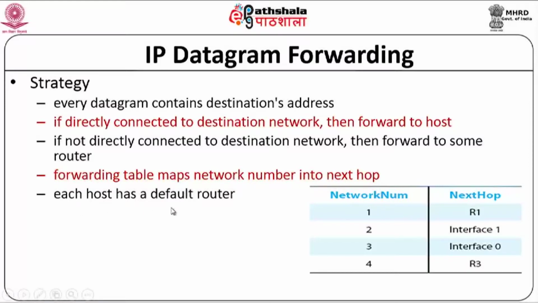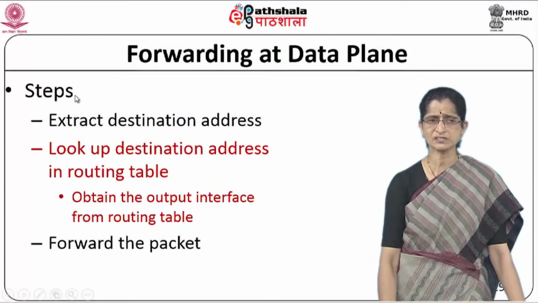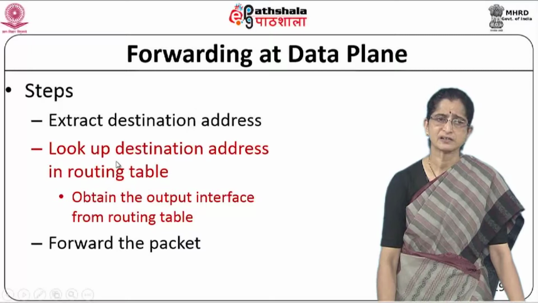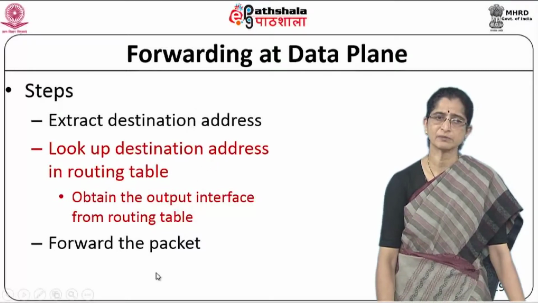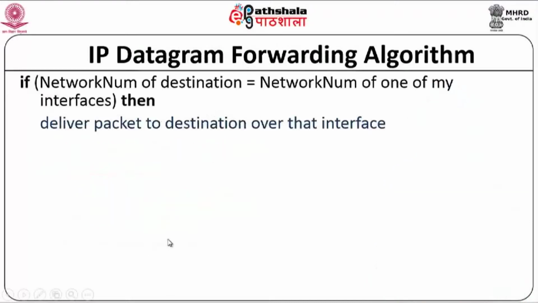Each host will also have a default router, which means that if it is not able to find a matching entry, it always sends the packet to the default router. And each router will have a forwarding table. So, the steps when a packet arrives are: you extract the destination address, look up the destination address in the routing table, obtain the output interface from the routing table, and forward the packet. This is all that forwarding has to do at each router.